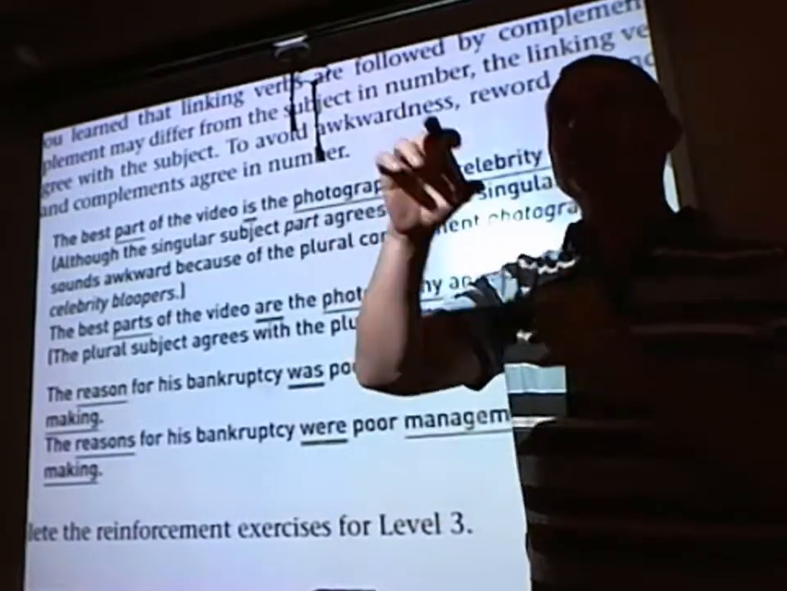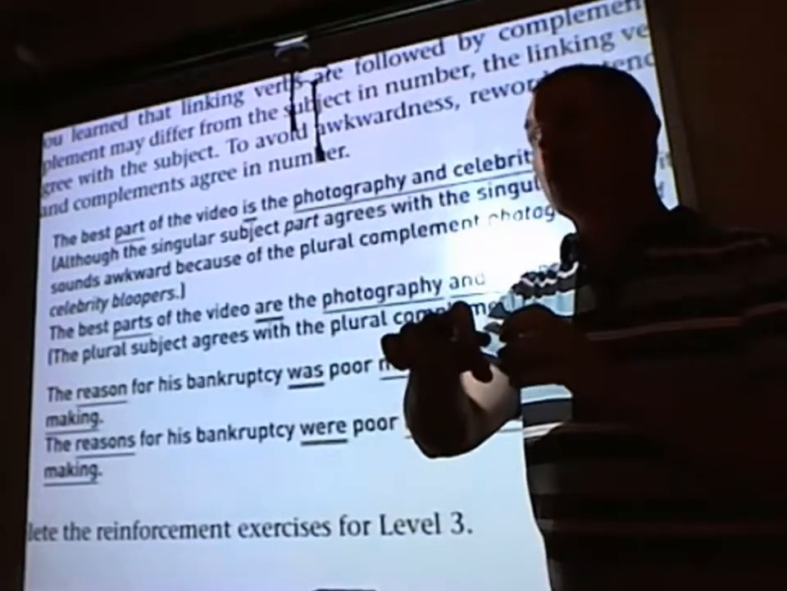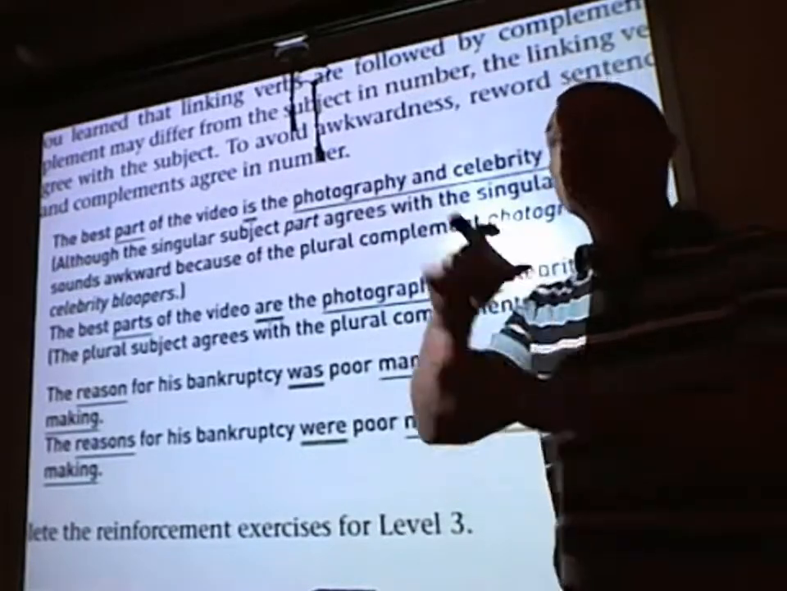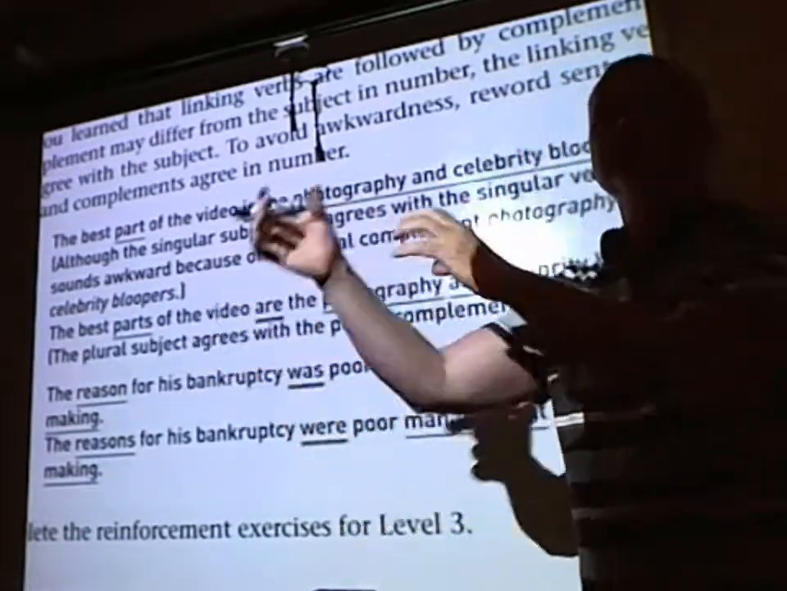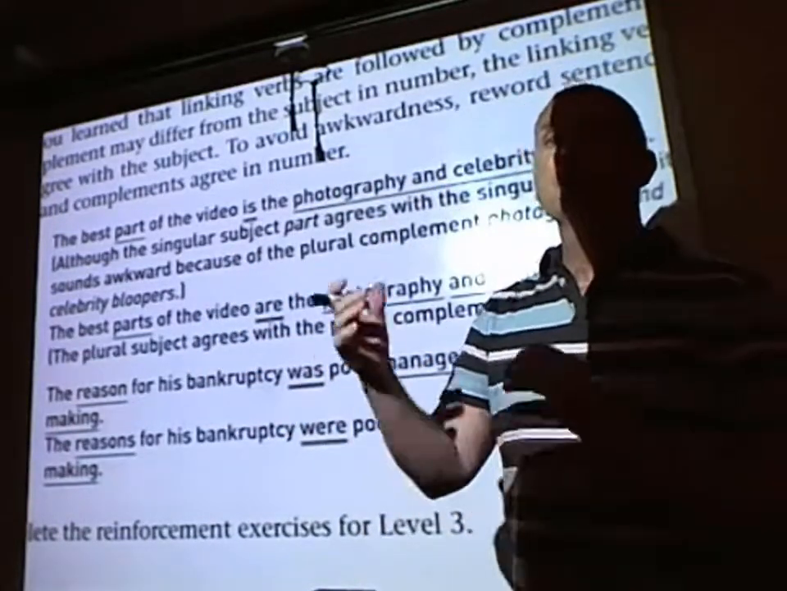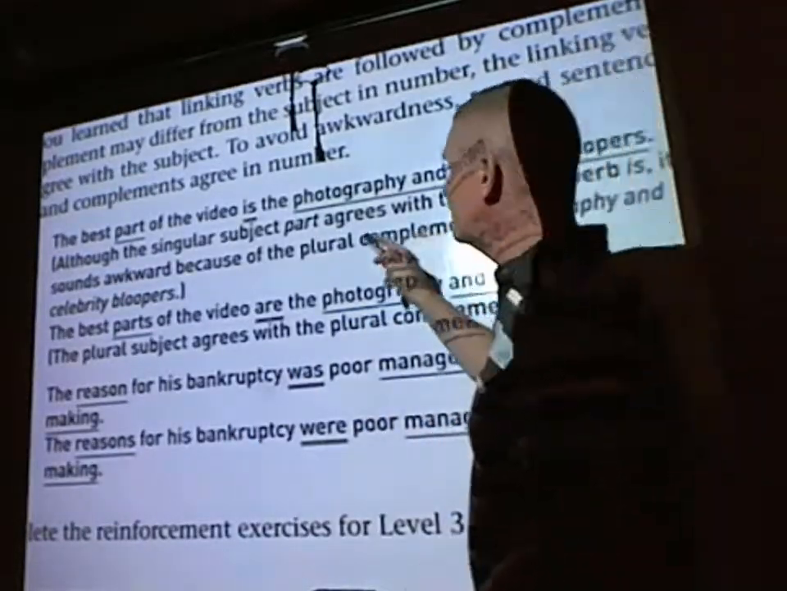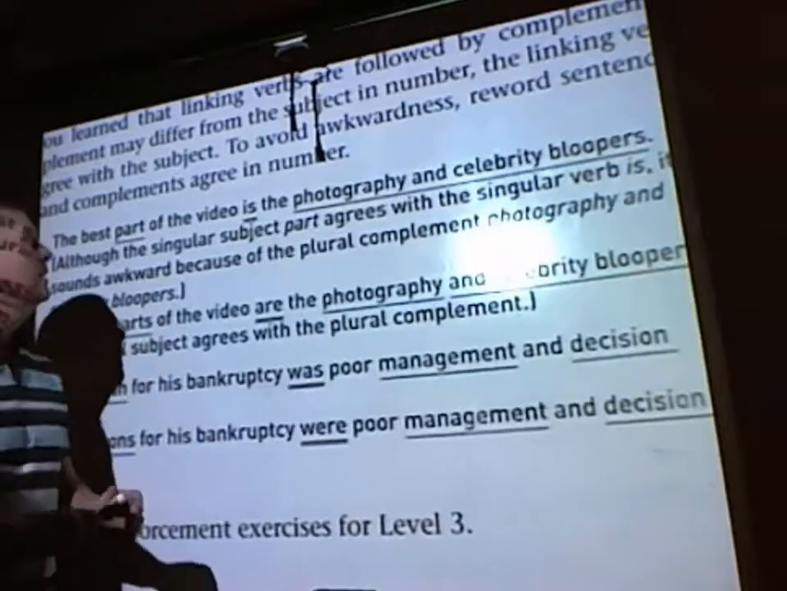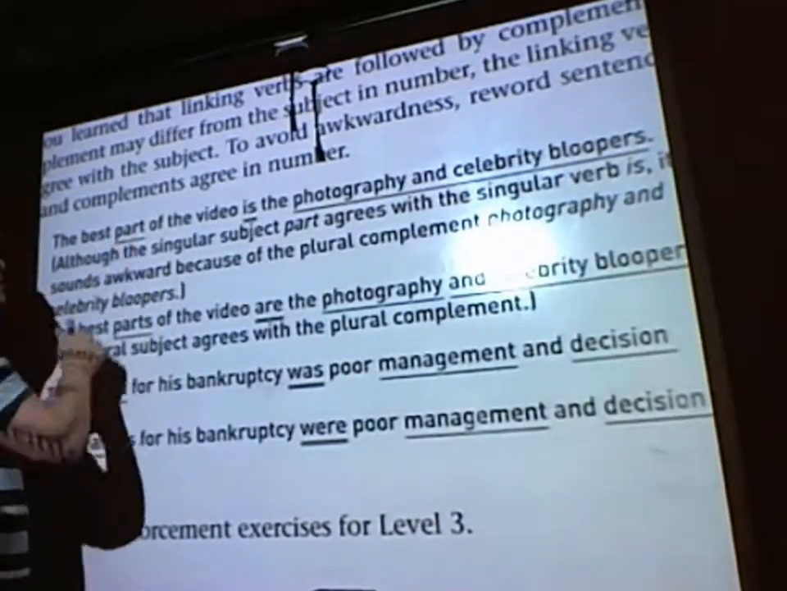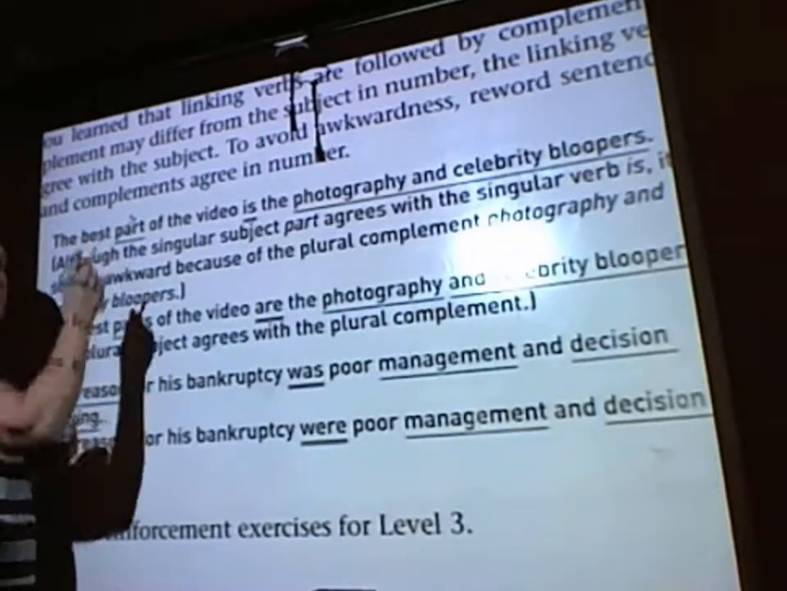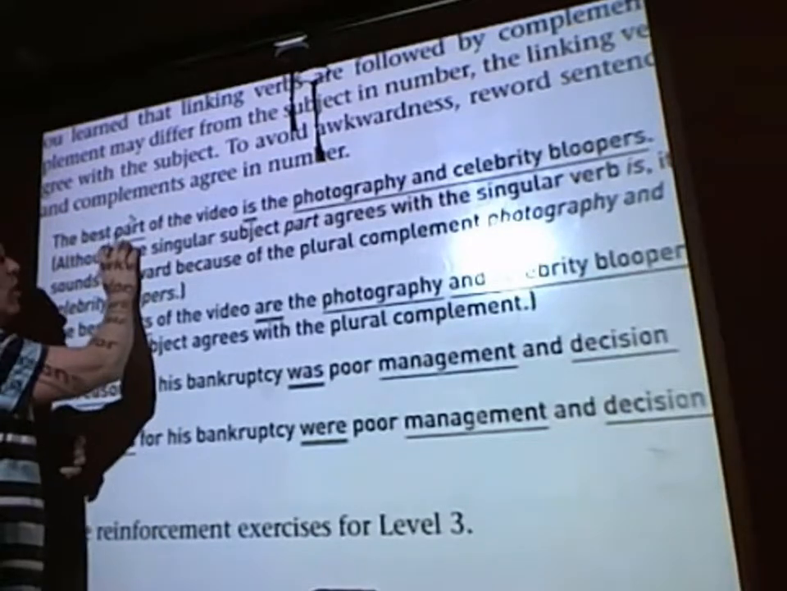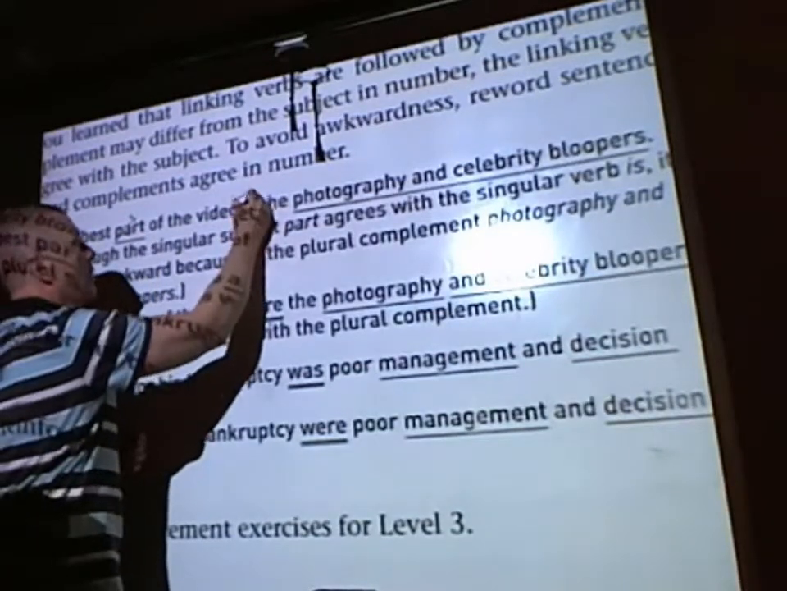So right here, if you look at this particular one, it looks like the word part is your singular subject, which is going to be wrong, by the way, in just a moment. Part, and then the singular verb is. Part is photography and celebrity bloopers. This whole area is your subject complement, and it tells you the part is photography and celebrity bloopers.